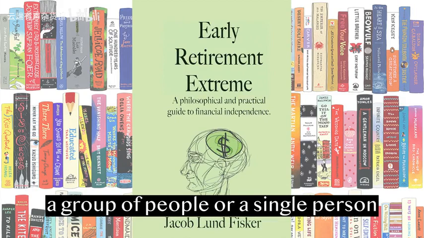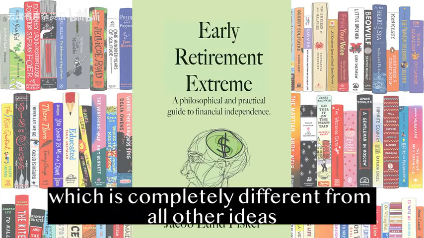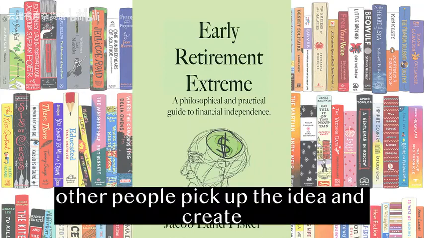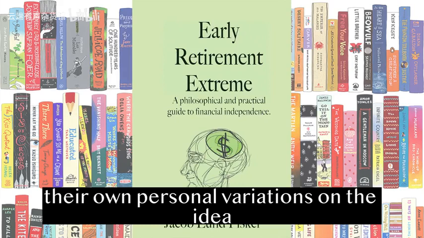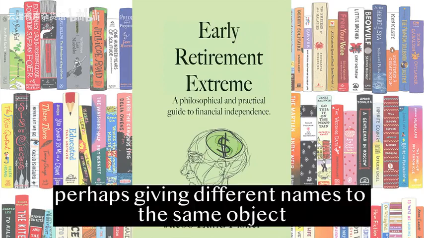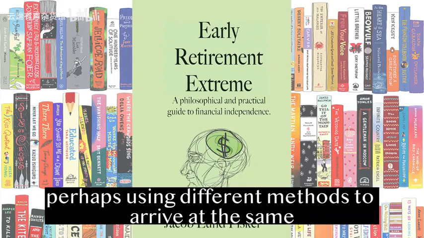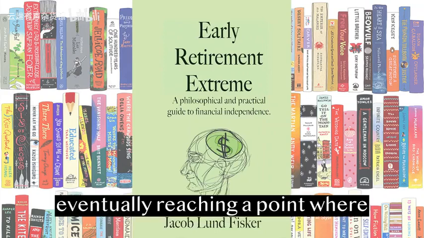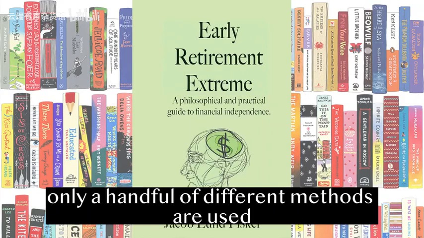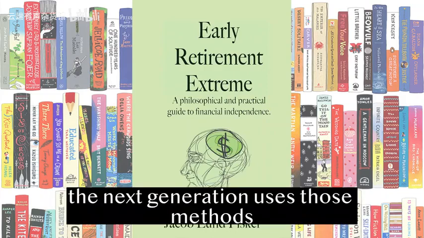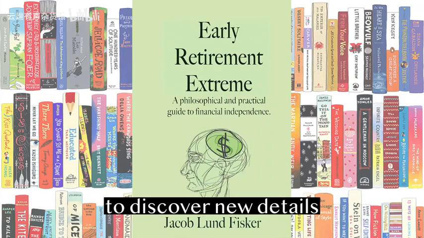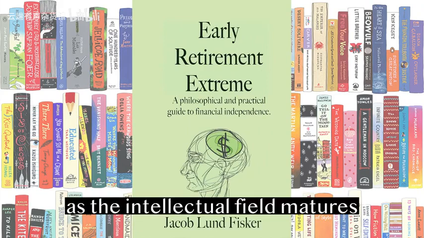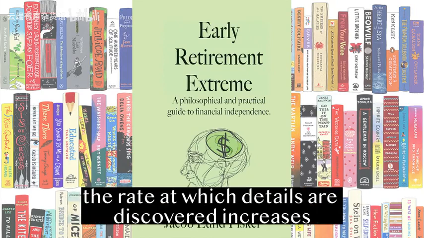A group of people or a single person get a bright idea, which is completely different from all other ideas. If the idea has merit, other people pick up the idea and create their own personal variations on the idea, perhaps giving different names to the same object, or perhaps using different methods to arrive at the same conclusion. These people compete for dominance of their ideas, eventually reaching a point where only a handful of different methods are used. The next generation uses those methods to discover new details, but they don't compete on methodology, and hence it remains static. As the intellectual field matures, the rate at which details are discovered increases.